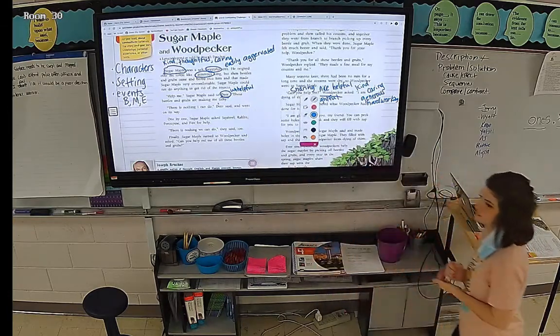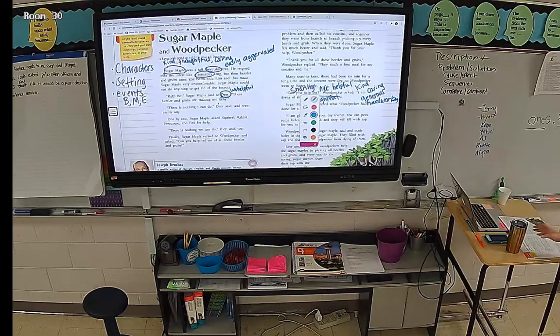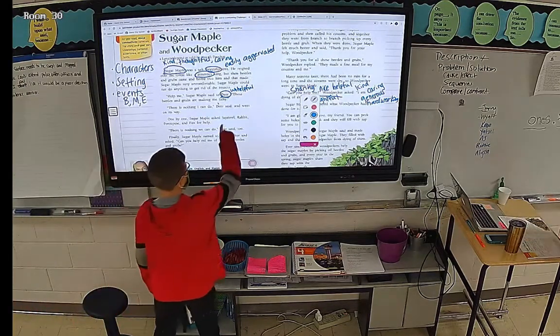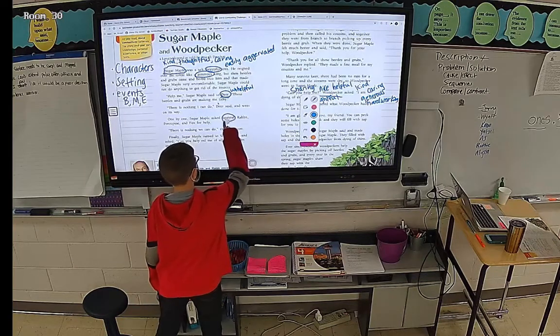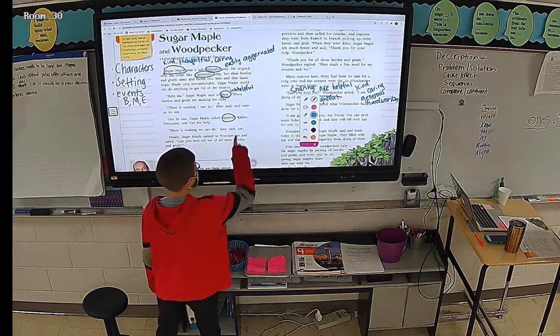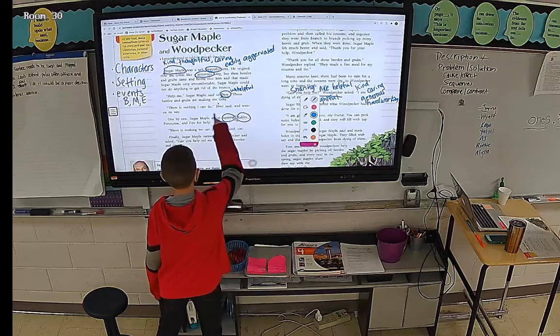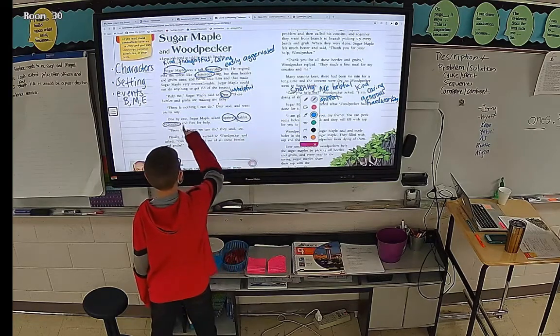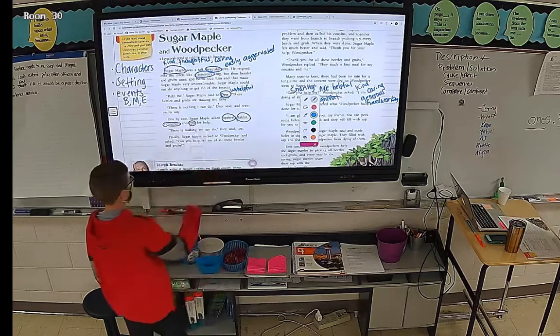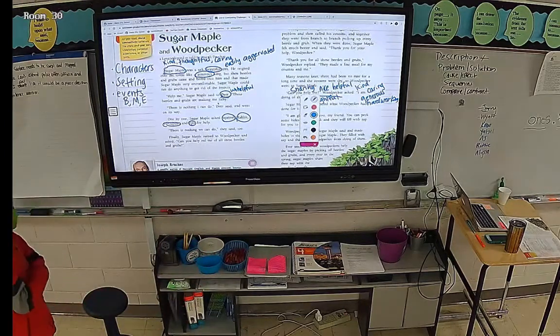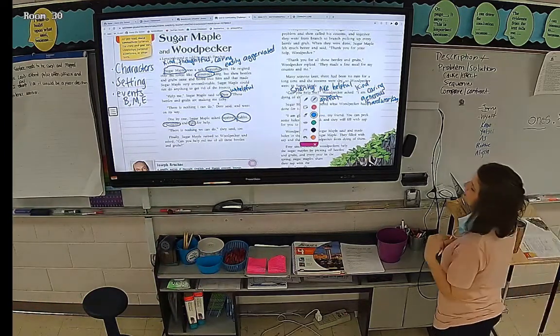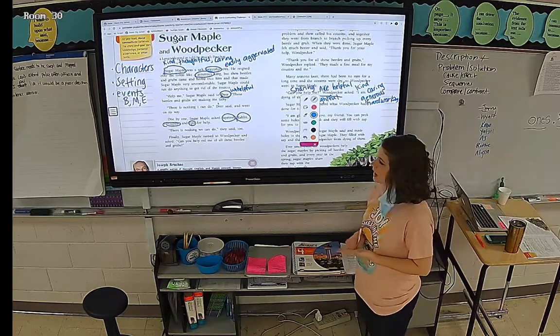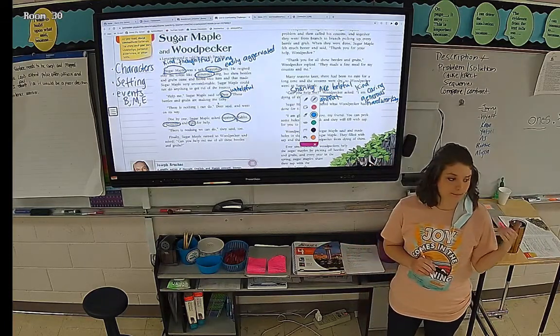Gavin, come to the board. There's 4 of them plus. Squirrel. Keep going. Rabbit and porcupine and fox. Okay, so those are 4 different characters. It says one by one, Sugar Maple asked squirrel, rabbit, porcupine, and fox for help.